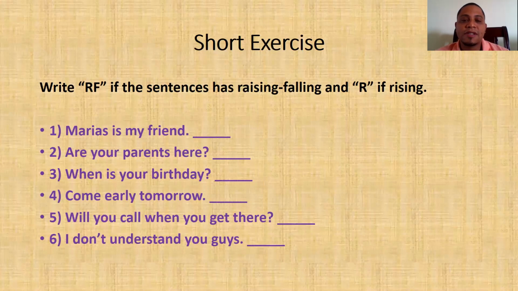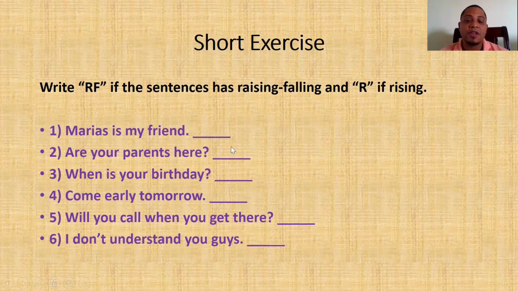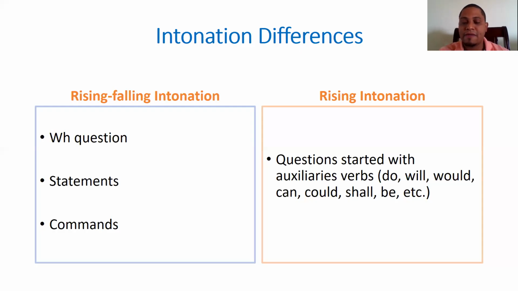Here we have a short exercise to make sure that you understood what we said before. Here I leave 6 sentences. So your job is that you have to write RF or R, depending on the type of intonation. If you believe that the sentence has rising falling, you put RF. If you think that the sentence has rising intonation, then you put an R. And after you finish, you just make sure you go back and see if the sentence that you chose have the correct intonation type.